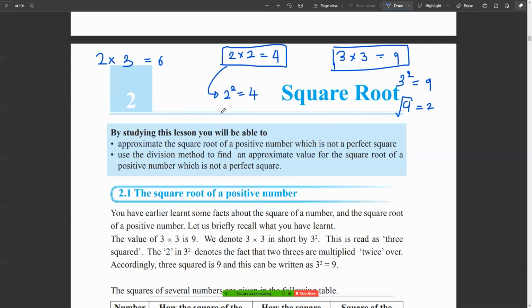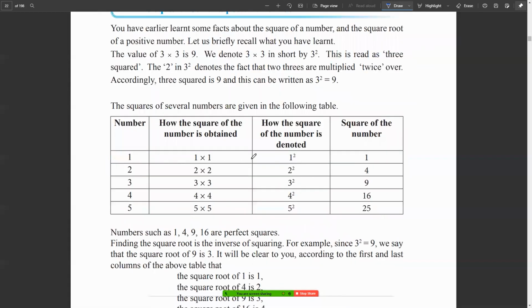2 into 2 is 4. Again, in the same way, the square root of 4 is 2. That basic knowledge should be there in order to study this lesson. Here they have explained it in your textbook: 1 into 1 is 1 squared. This is the square of the number, which means the number multiplied by itself. This is the notation, which we write like 1 to the power 2, and this is the final value. So 5 into 5, 5 squared, the value is 25.